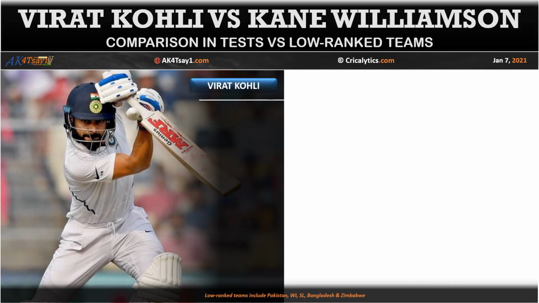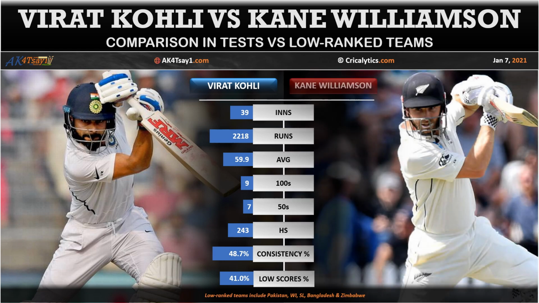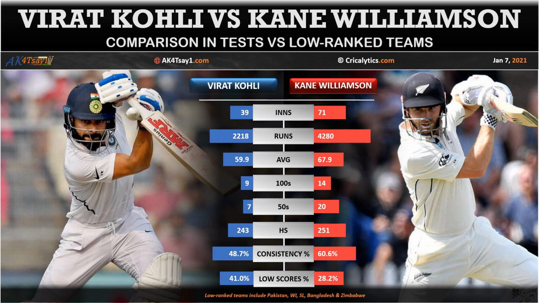Talking about Virat Kohli's performance against low-ranked teams, he has played a total of 39 innings, has scored a total of 2,218 runs with a stunning average of 59.9, a consistency of 48.7% and low scores of 41%, which surprisingly is again on the higher side. Meanwhile, Kane Williamson has played a total of 71 innings against low-ranked teams, that is almost 50% of his overall innings contribution. In these 71 innings, Kane has scored a fabulous 4,280 runs at a mind-boggling average of 67.9, a consistency of 60.6% and low scores of just 28.2%.